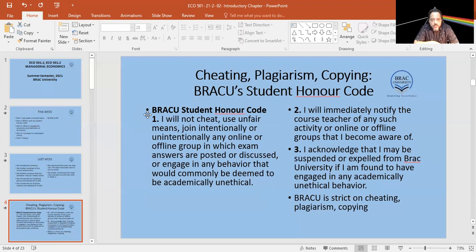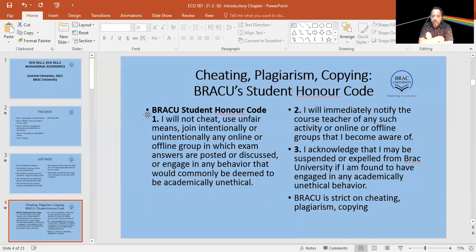So BRACU University sent us a student honor code, which I have copied here verbatim in 1, 2, and 3. I'll read through them. Number 1, I will not cheat, use unfair means, join intentionally or unintentionally any online or offline group in which exam answers are posted or discussed, or engage in any behavior that would commonly be deemed to be academically unethical. Point number 2, I will immediately notify the course teacher of any such activity on online or offline groups that I become aware of.